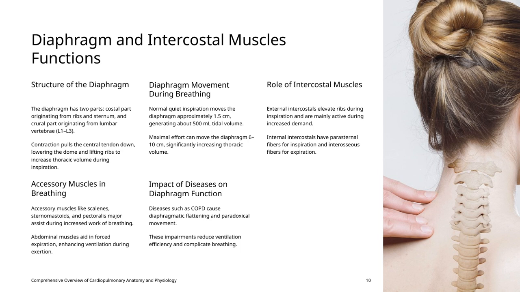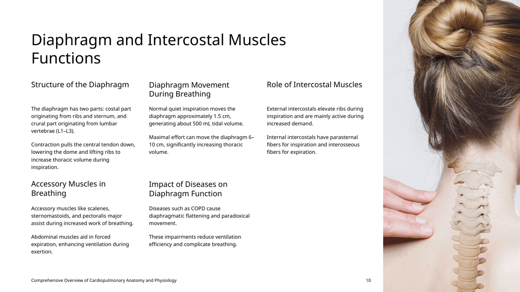When we exert ourselves, the diaphragm can move much more, up to 6 to 10 centimeters, significantly increasing the thoracic volume and allowing us to breathe more deeply. Now, in the context of diseases like COPD, the diaphragm can become flattened and even move paradoxically, which means it doesn't move as it should. This impairs ventilation efficiency and makes breathing more difficult. Understanding these impairments helps us grasp how respiratory diseases affect overall function.